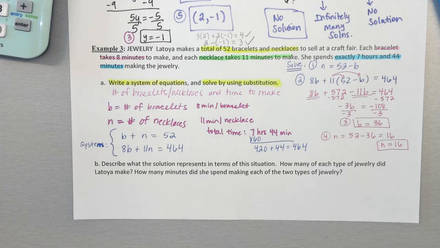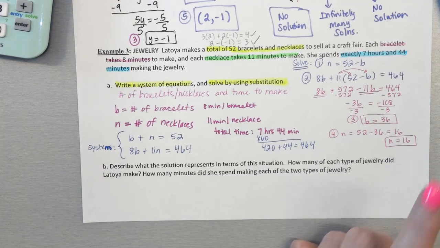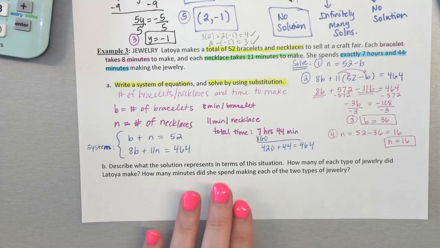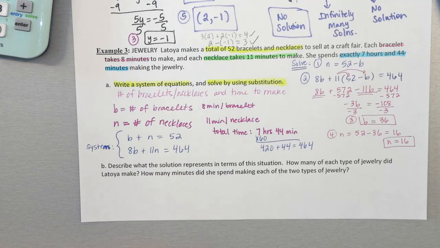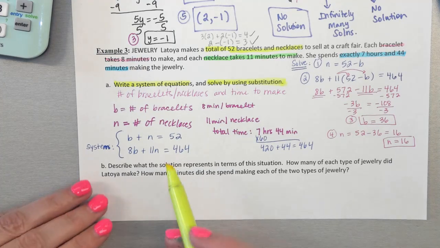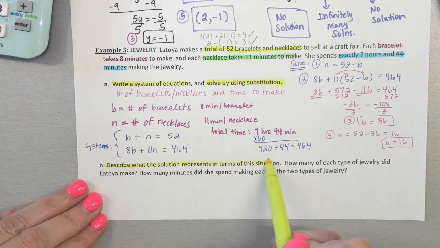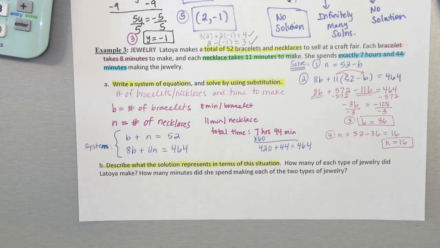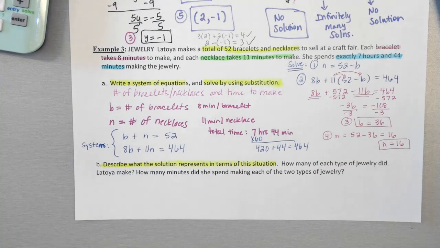When you are doing a story problem, instead of writing it as a point, you're just going to say what each one is. So 36 bracelets and 16 necklaces. And that's going to be incorporated in part B. It says, describe what the solution represents in terms of this situation. I feel like we've been doing that almost every single time, right?